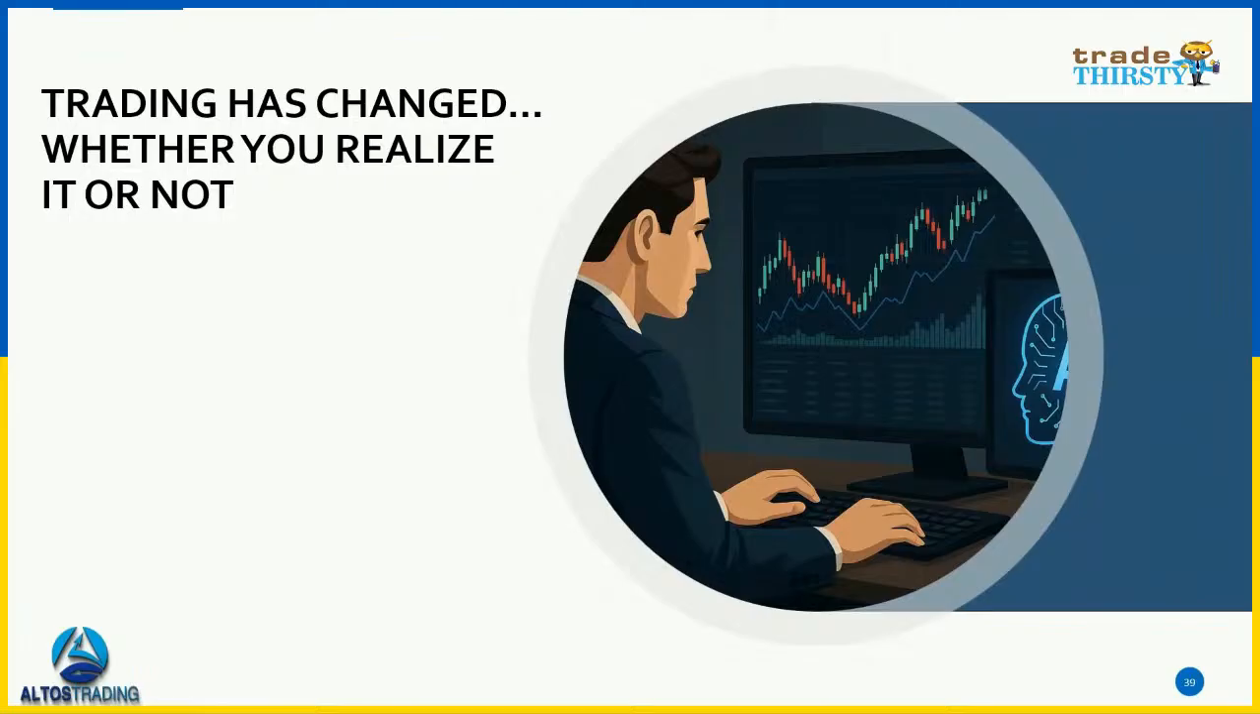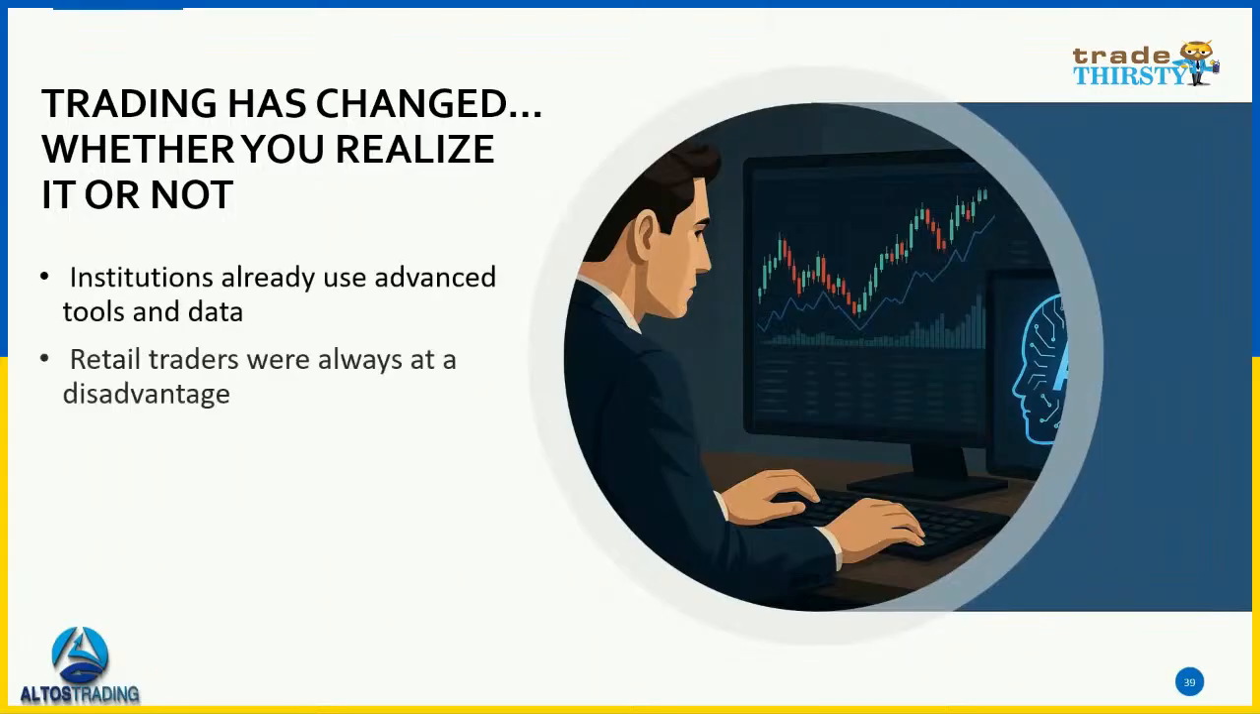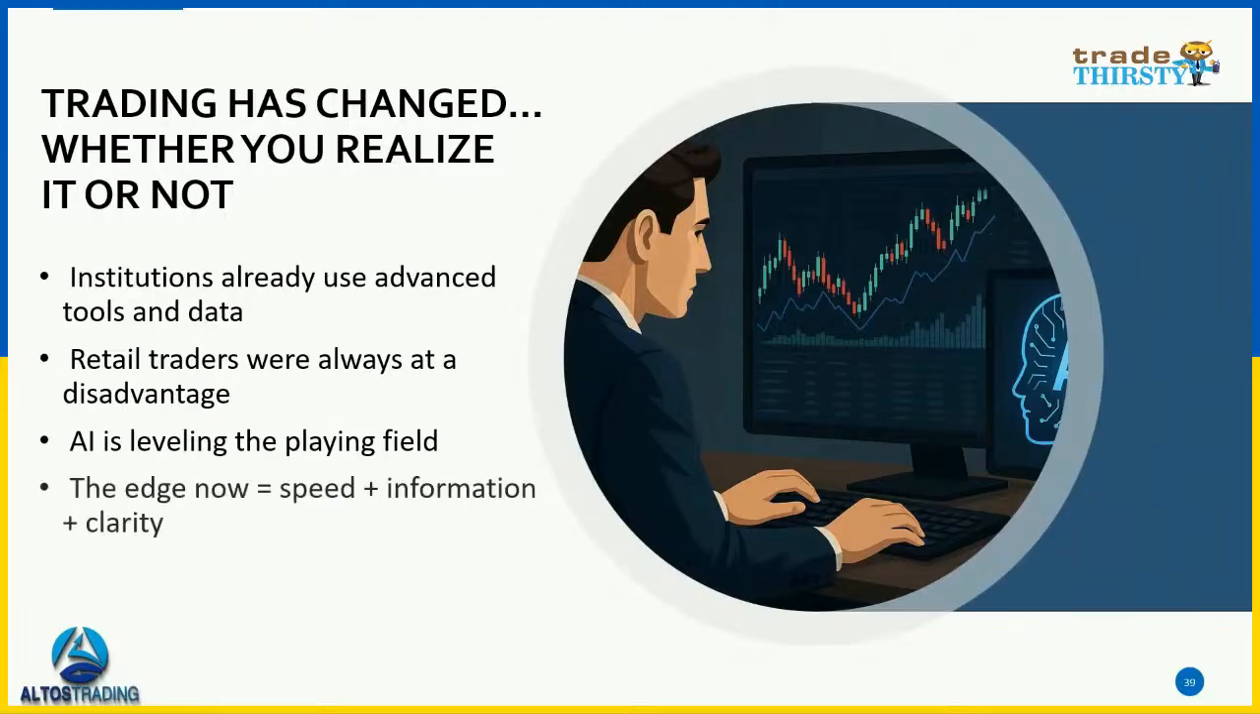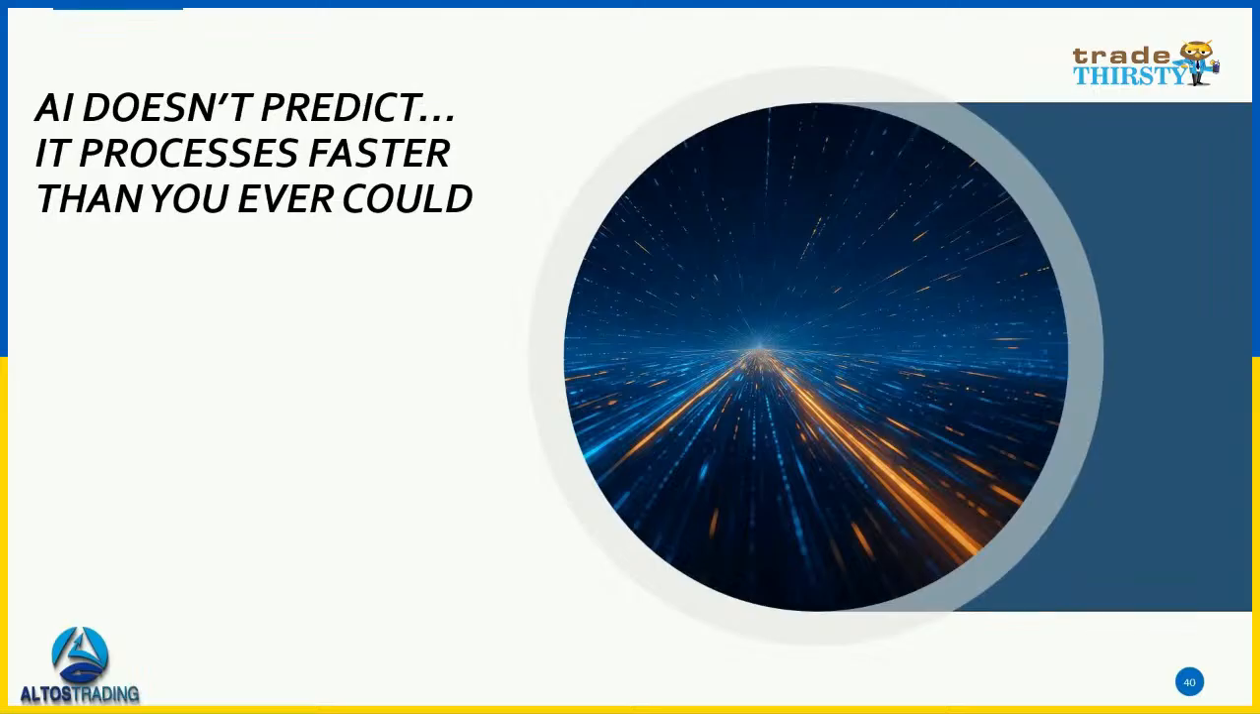So the reality is the game has always been a little uneven, and I have the inside look to that since I trade on both the retail and institutional side. Institutions have always had better tools, better data, faster access. Retail traders have typically been a step behind, but right now, for the first time, the gap's starting to close because AI is giving everyday traders access to tools that used to only exist at the professional level. All right. So again, we need to narrow that gap. And I think AI is a tool that can level that playing field for the retail side. So the edge is happening right now with speed, information, and clarity. So I want to be really clear about something.